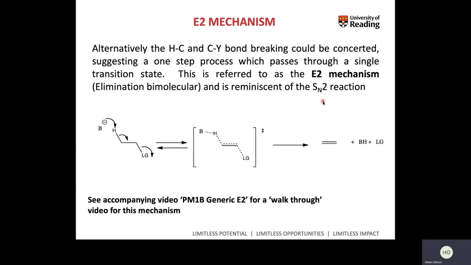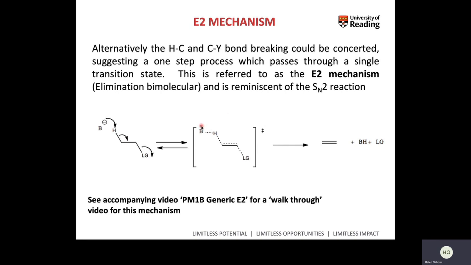So in our E2 mechanism, rather than just lose the leaving group in the first step, as we do for the E1 reaction, what we're going to do is have our base pulling off our hydrogen, pushing electrons round, all at the same time as the leaving group departs. So because we're partially forming the double bond at the same time as we partially break that leaving group, we're going to have a transition state. So we're going to draw our transition state in the square brackets with this sign here to show it's a transition state. And remember, we can use these dotted lines for partial bond formation or breakage.